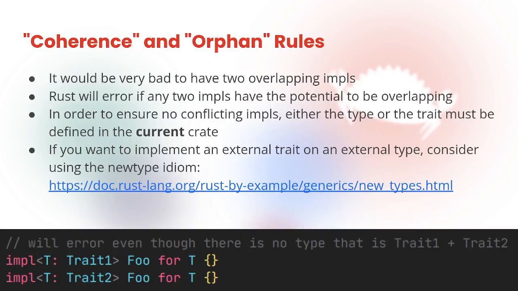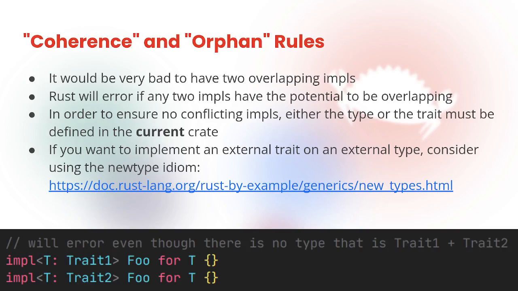And then Rust has coherence and orphan rules, which are really weird names. But basically, it would be very bad to have two overlapping impls. So Rust will error if any two impls have even the potential to be overlapping, even if they are not immediately overlapping. So here there's an example at the bottom. This is impling Foo for everything that is Trait 1 and impling Foo for everything that is Trait 2. Even though there's no type that is Trait 1 and Trait 2 right now, they could be overlapping because you could hypothetically add in a type later that implements both these traits, and that would break. So this is not allowed.